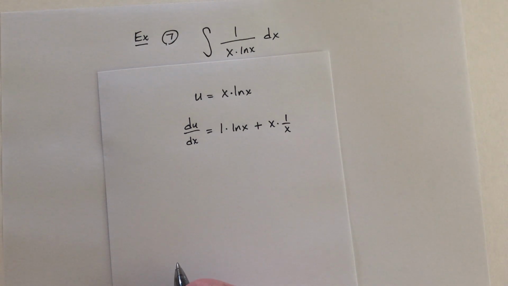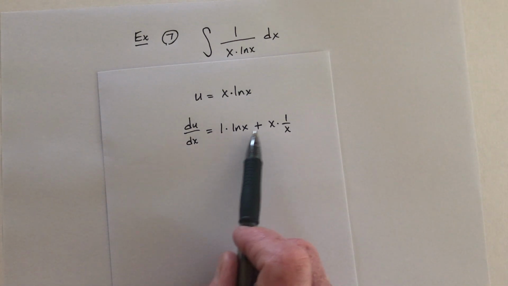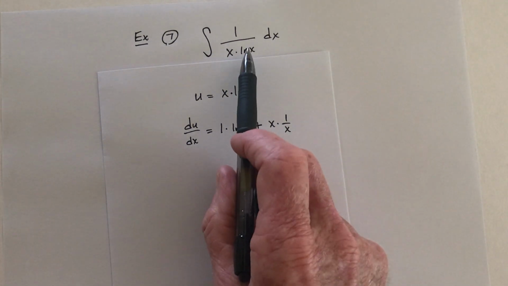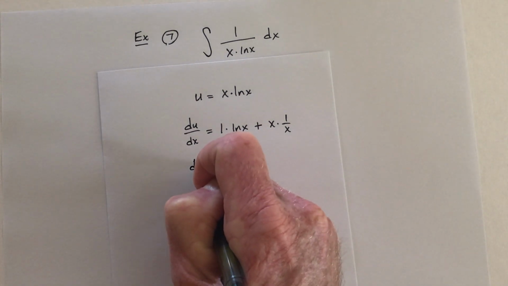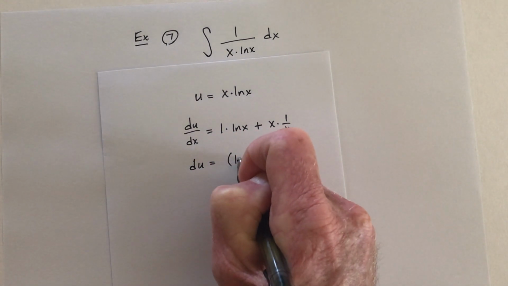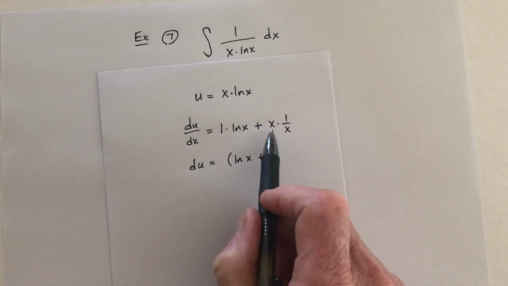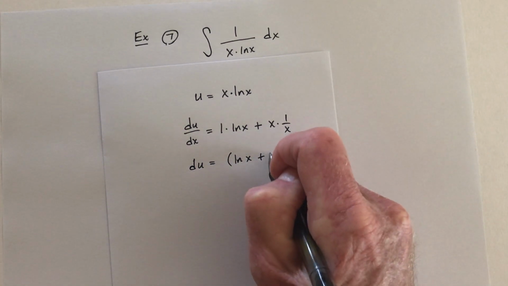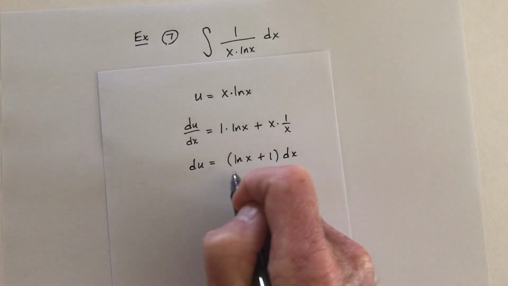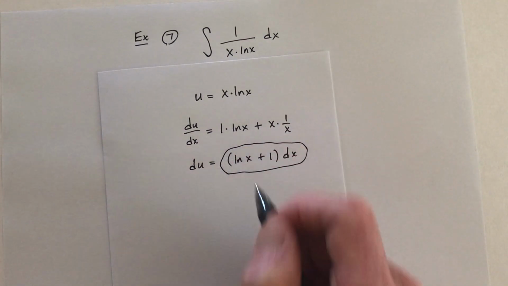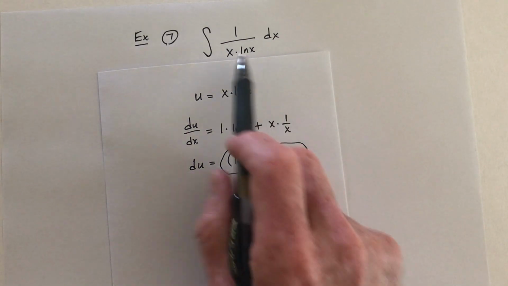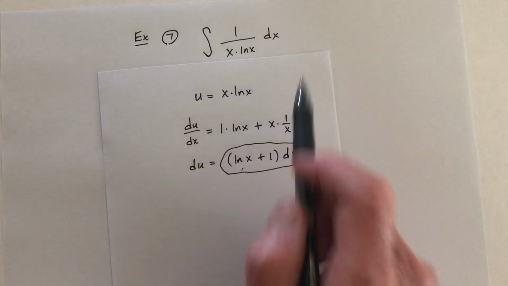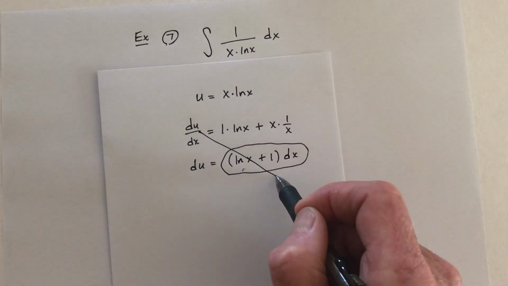For one thing, u substitution is supposed to make things easier, and this is not easier than the original problem. The other problem is, once I multiply both sides by dx, I would have the natural log of x plus, here I could reduce, this just becomes a 1. So in the problem, I would have to have the natural log of x plus 1 times dx. All I have is a 1 times dx. This is way too complicated.